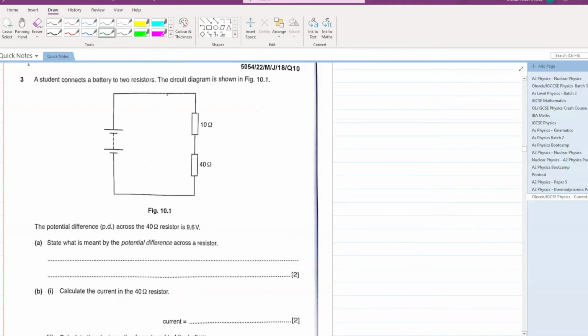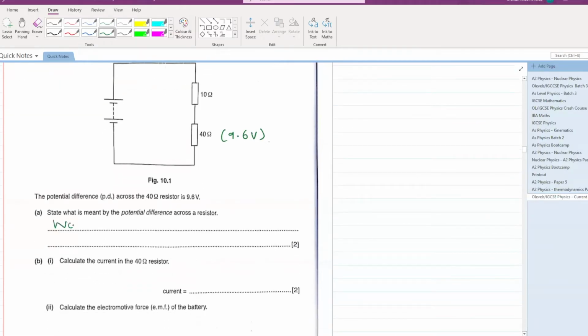Let's move on to this question. A student connects a battery to two resistors. The circuit diagram is shown in figure 10.1. The potential difference across the 40 ohm resistor is 9.6 volts. Okay, so the potential difference across this is 9.6 volts. State what is meant by potential difference across a resistor. Very, very easy. Work done per unit charge in moving a charge across the resistor. Simple as that.